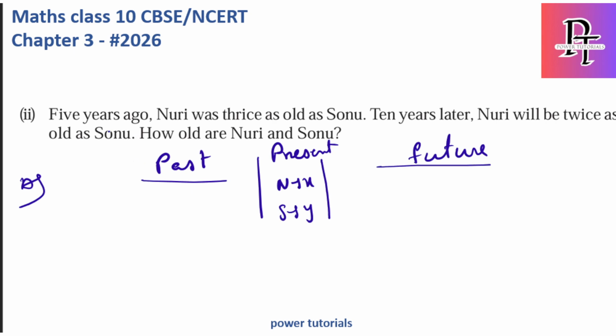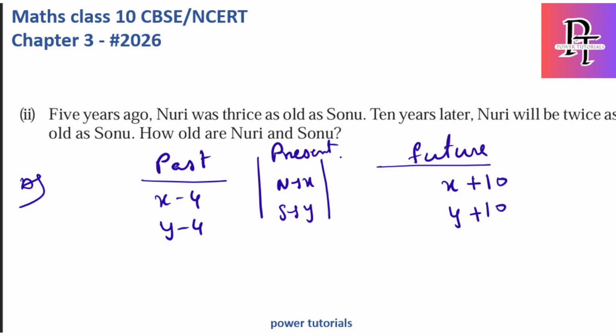Okay, so what is 5 years ago? So the Noori's age will become x minus 4 and Sonu's age will become y minus 4. 10 years later, so in future Noori's age will become x plus 10 and Sonu's age will become y plus 10. Okay, now let's see the question. So always whenever you have age type of question, make sure to write like this: past, present and future, and based upon it change the values: subtraction for past, and for future you have to add them.